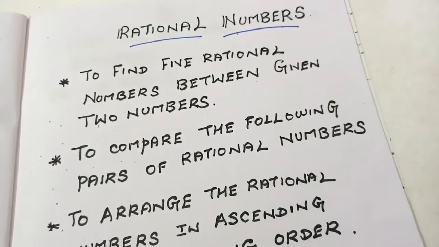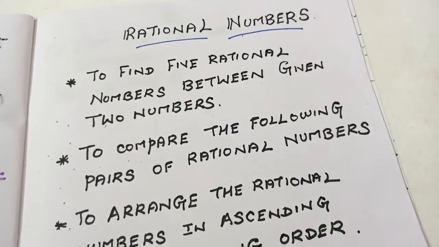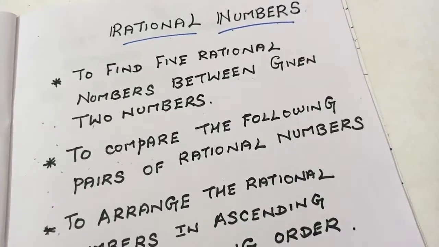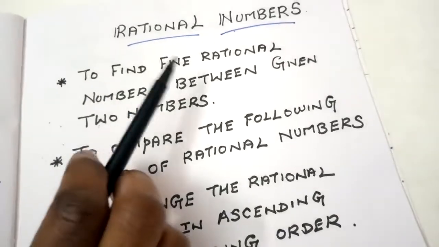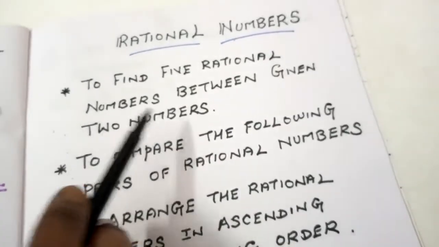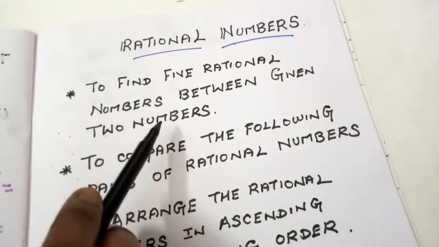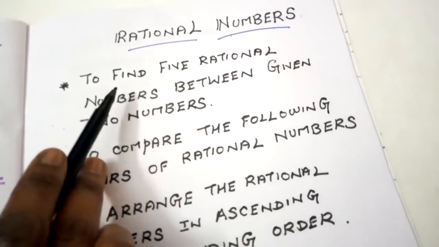Students, in this link we are going to see about rational numbers. In rational numbers, we are going to see only these three concepts. That is to find rational numbers between given two numbers. They will be giving two numbers. Between two numbers we are going to find five rational numbers. This is the first question I am going to do.